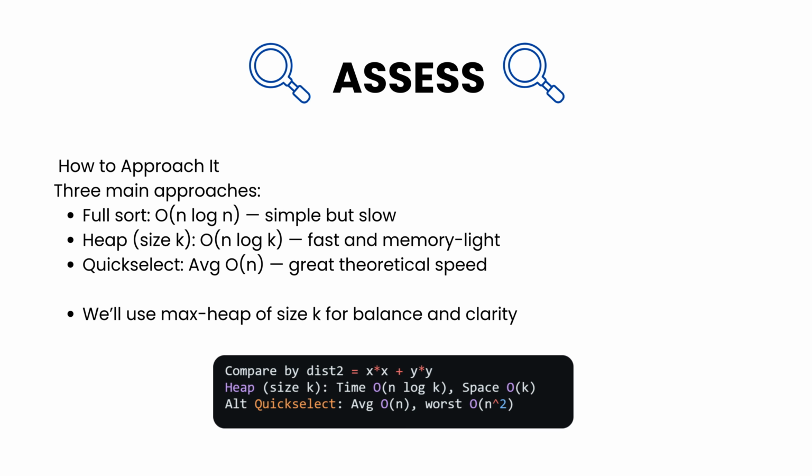Three main approaches. Full sort by squared distance, O(n log n), easy but not optimal. Heap: a min heap pushing all points is O(n log n). Or better, a max heap of size k keeping only the k best, O(n log k) with tiny memory. Quickselect, partition, finds the kth boundary in average O(n), then slice the first k. We'll implement the max heap of size k for speed and consistency. I'll also show a compact quickselect.